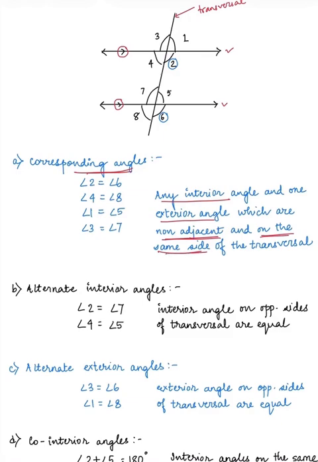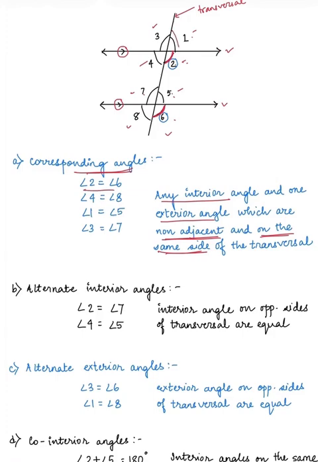What do we mean by that? So if we have two parallel lines and this is a transversal, then these are the interior angles 2, 4, 7 and 5, and 1, 3, 8 and 6 are the exterior angles. That's what we learned before. Now if they are non-adjacent and on the same side of the transversal, so the same side means 1, 2, 5 and 6 lie on the same side of the transversal. So then these two angles, 2 and 6, will be equal to each other.